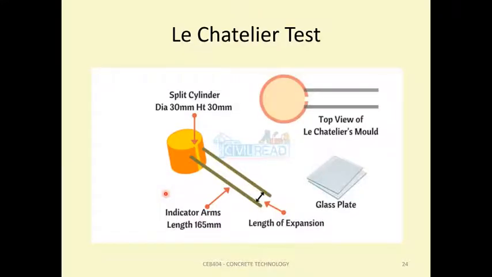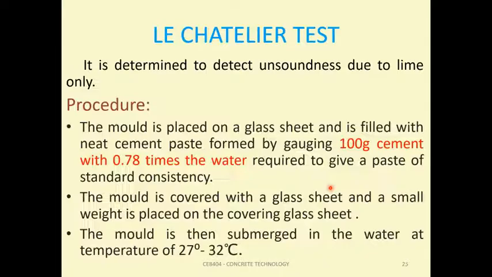This is the Le Chatelier's apparatus, which consists of a cylinder of diameter 30 mm and height 30 mm attached to two pointed arms of length 165 mm, and two glass plates and a weight are required for performing the Le Chatelier test.